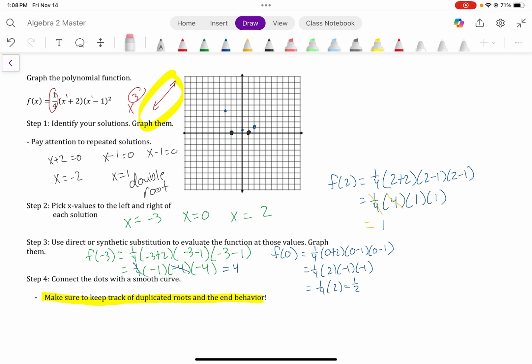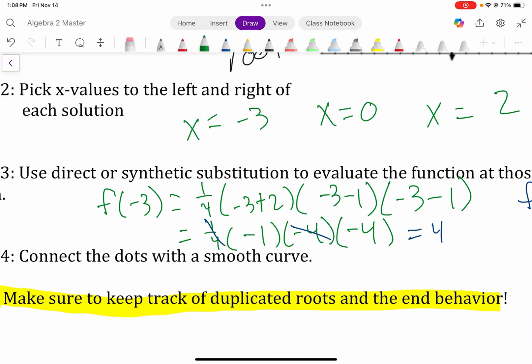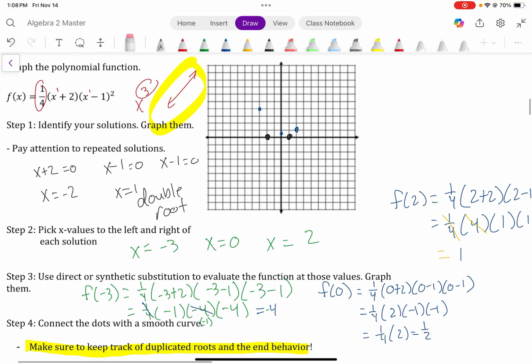Well, the something that went wrong comes back to right here. When I canceled this 4 with the 1/4, it should have left behind a -1, which makes this not a +4, but a -4. So this one should actually be at -3, -4. Now it's looking more like the odd degree that we're supposed to have. So when I go to graph this, I go past, and it's going to look something like that.